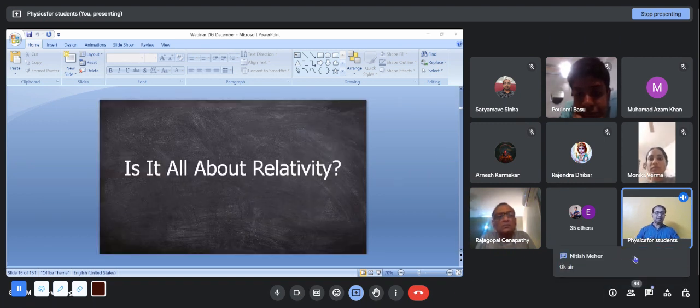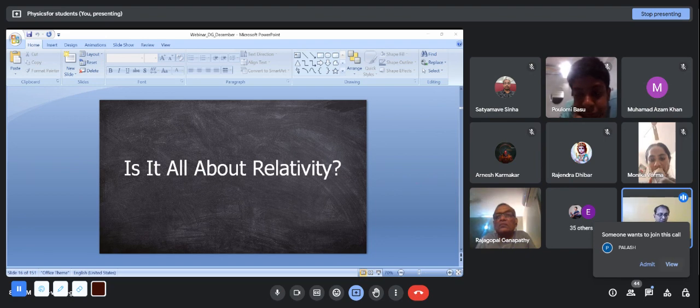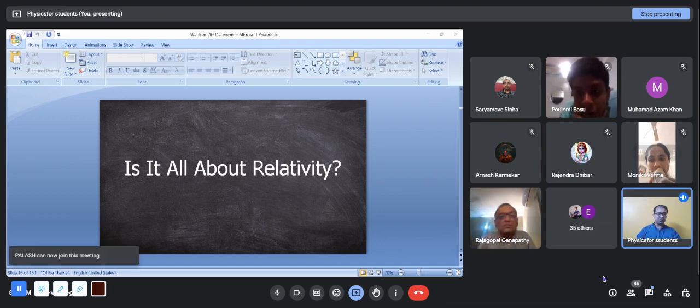Now, here there is a question: is it all about relativity? This is very important. Who is joining so late? Palash. Okay. Now, this is a very important question. In general, whenever we are learning general relativity, any one of you, what you will do, you will go into tensor calculus, tensor analysis, geometry, non-Euclidean geometry, etc.